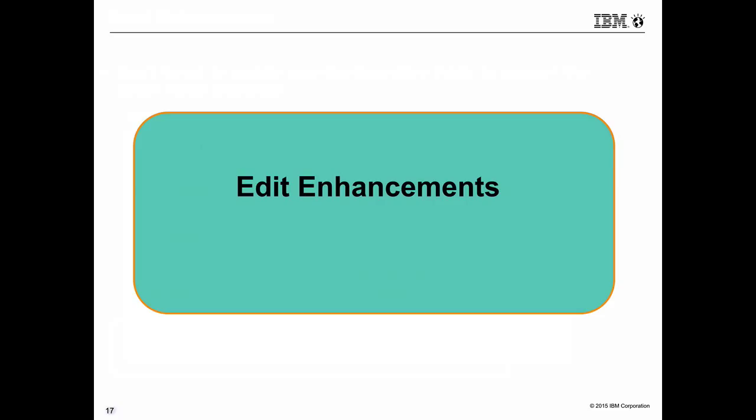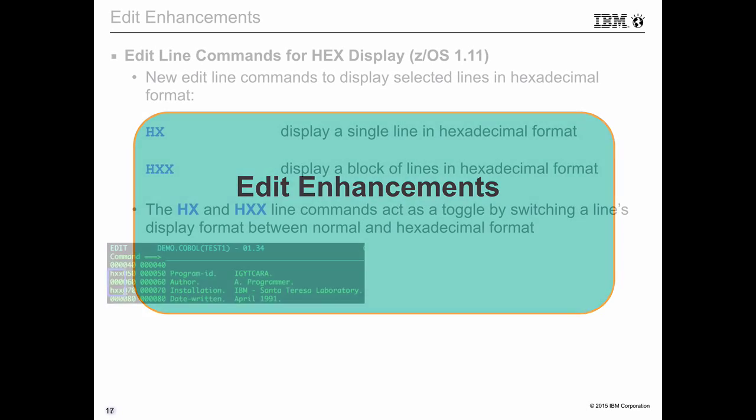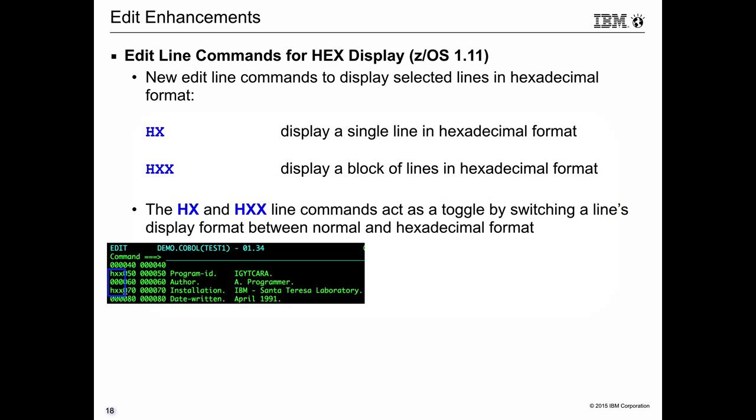Okay, let's move on to a third area on the agenda called edit enhancements. So this is our enhancements into the ISPF editor. And the first thing we'll look at is an edit line command to show lines in hex. So if you're in the editor here, over on the command prefix area, you can type HX, and we will display that line in hexadecimal as well as the character view.